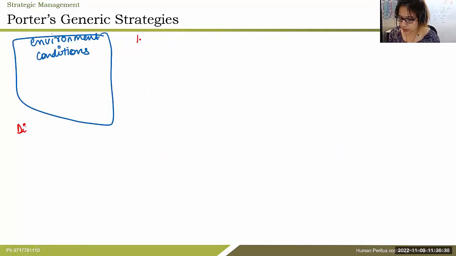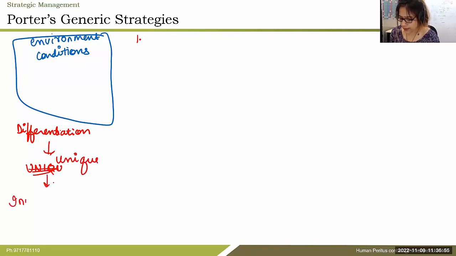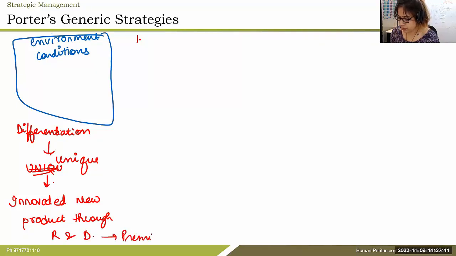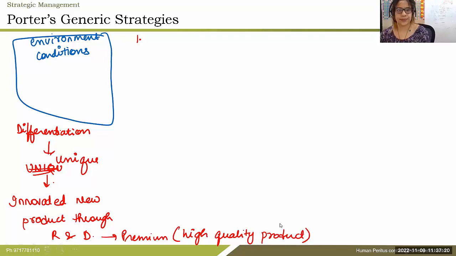Okay, so differentiation means our product is unique, or we have innovated a new product through research and development, or it is premium, and premium means a high quality product. All right, that's differentiation.